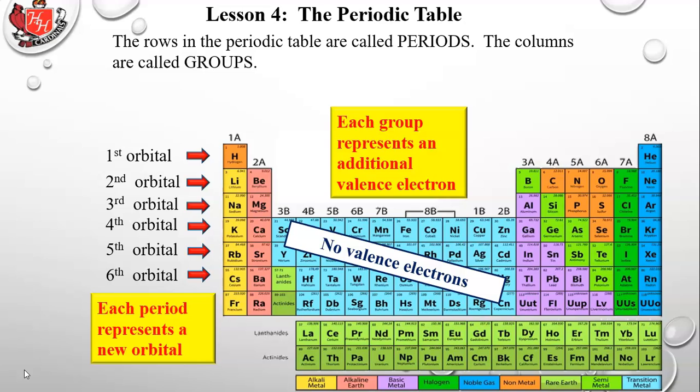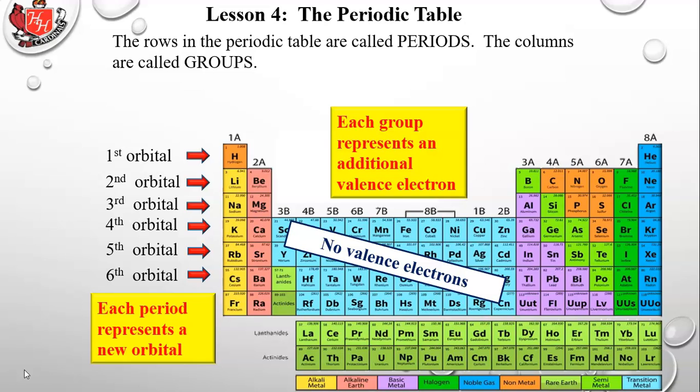Each group, each column, represents an additional valence electron. So what you're doing each time that you go from left to right across the periodic table, and this is only the representative elements. Remember, that's the first two columns and the last 6 columns. It does not include the transition metals. That's where it says no valence electrons. But every time you go from left to right, you're adding an electron to whatever that element's valence orbital is.